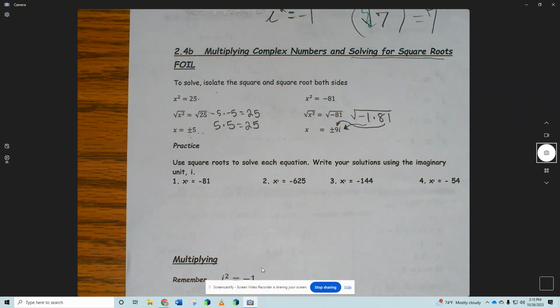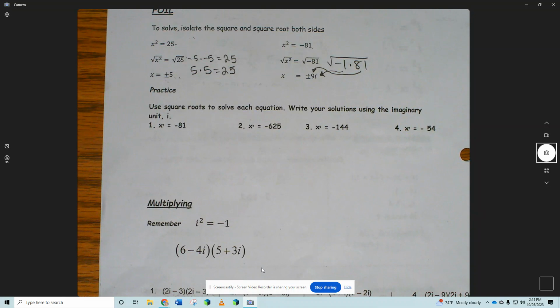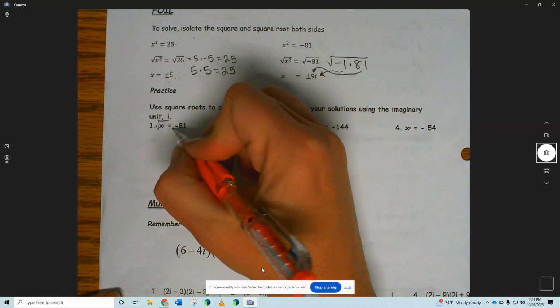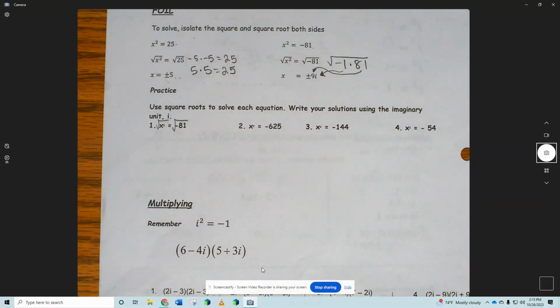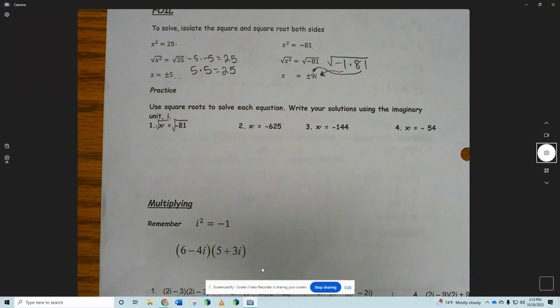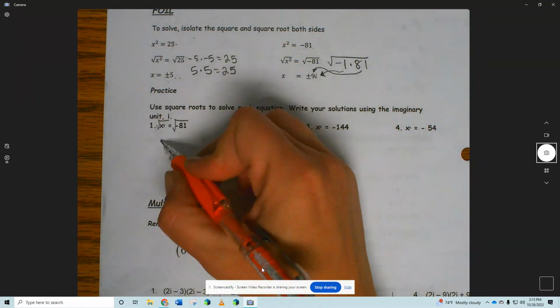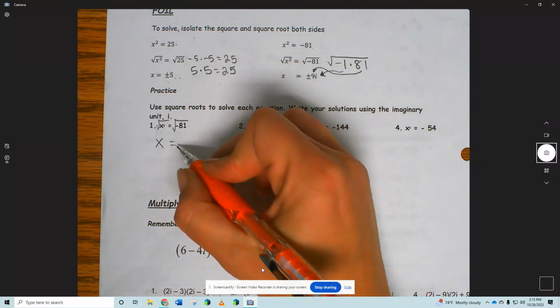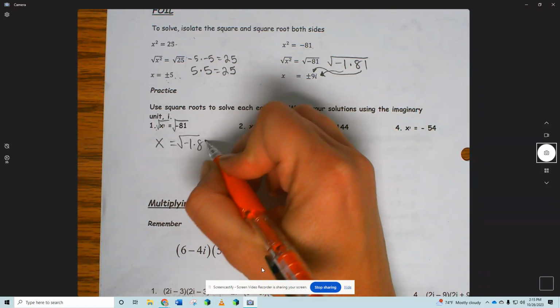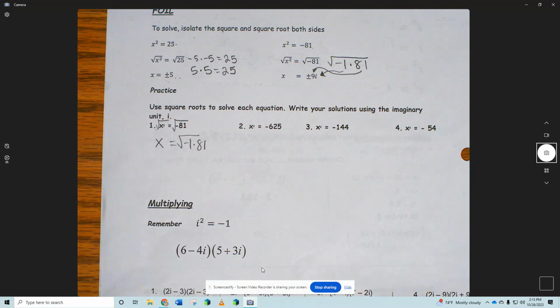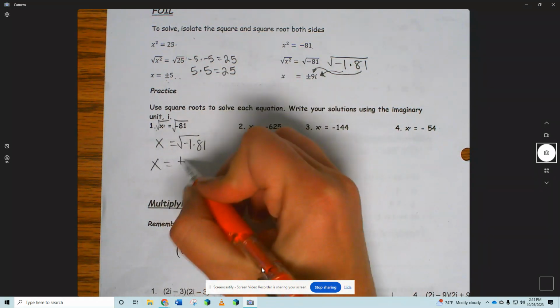I want to practice number 4 down here. We already did this one. x squared equals negative 81. So, first step, square root both sides. x squared square rooted is just x. This becomes negative 1 times 81. I just did this one. x equals plus or minus 9i.